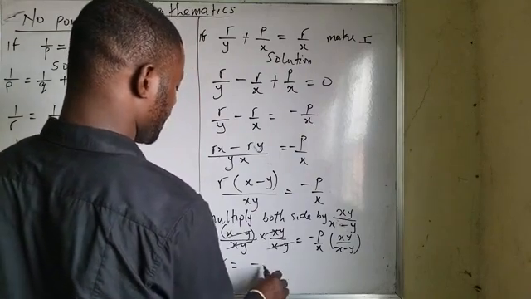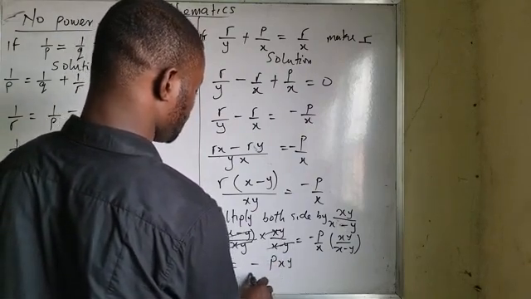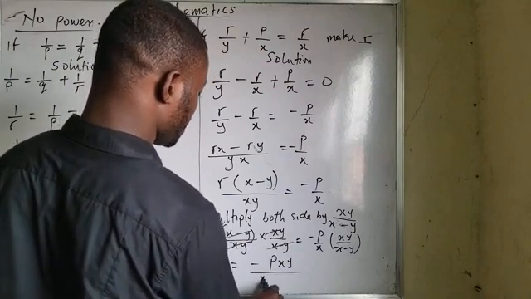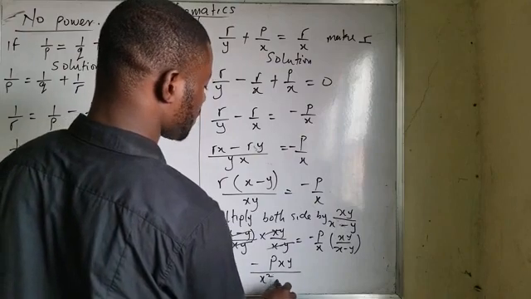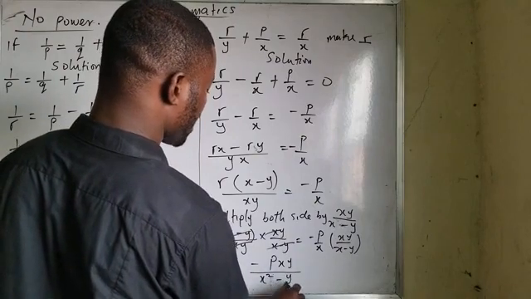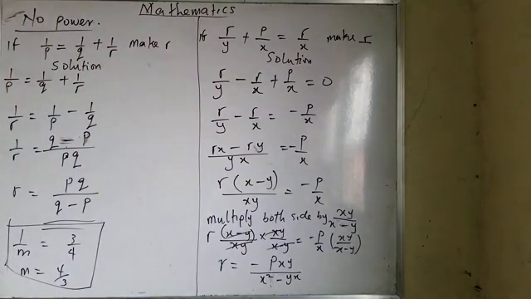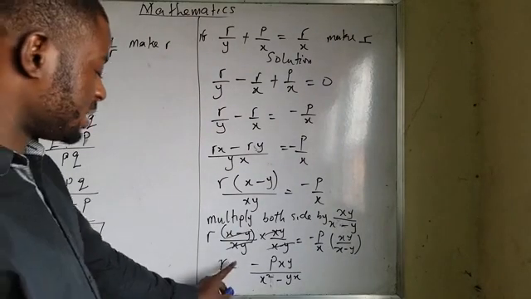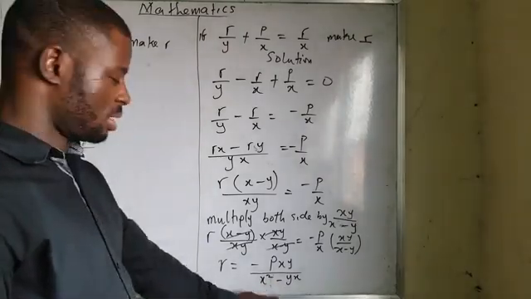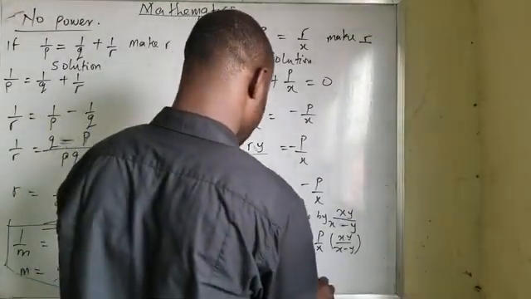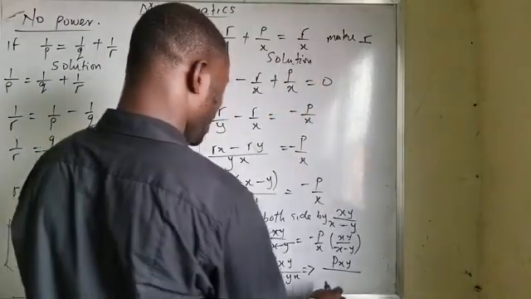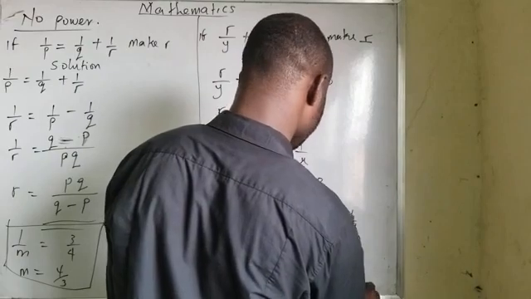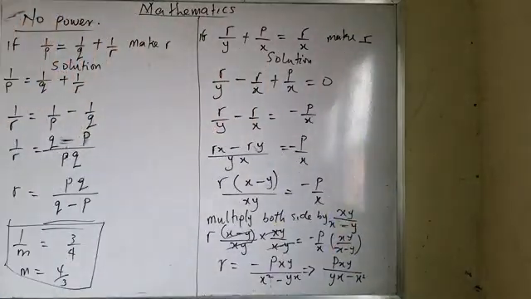My R becomes minus PXY divided by X bracket of, I can turn it to X squared minus YX. Firstly, this is my answer because you can see that there's no R here. It can also be written as PXY divided by YX minus X squared. At this point, there is no minus anymore. That is all about that.